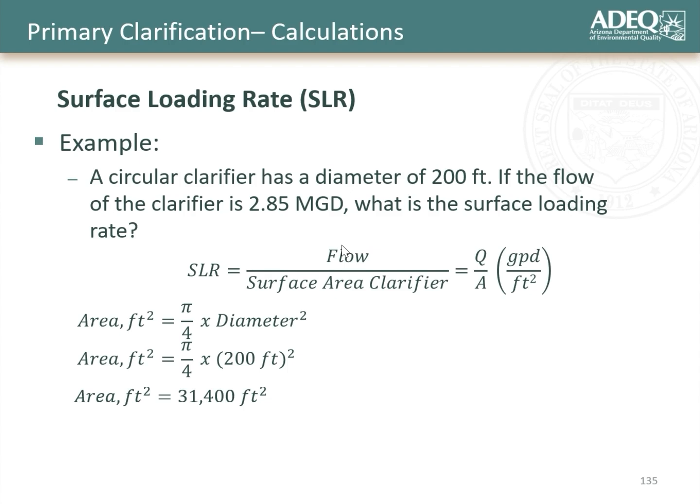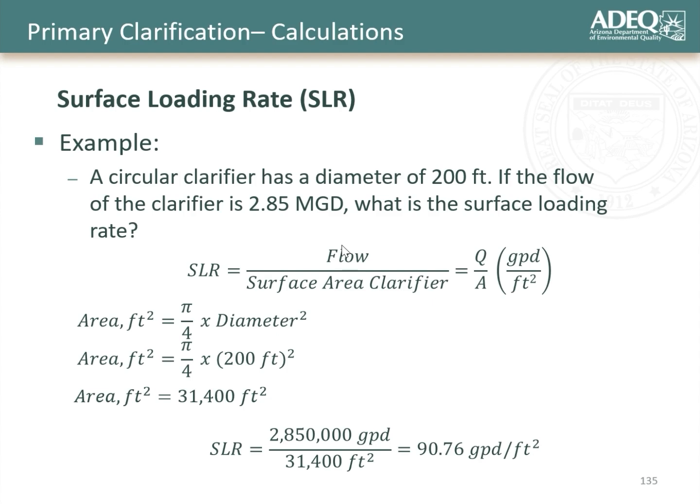Take that divided by 4 and multiply that by 200 squared, which is 200 times 200. That number gives us 31,400 square feet. Now we have that number, which is our area, our surface area at the bottom, and then we need to divide that into our flow, which is 2.85 MGD.